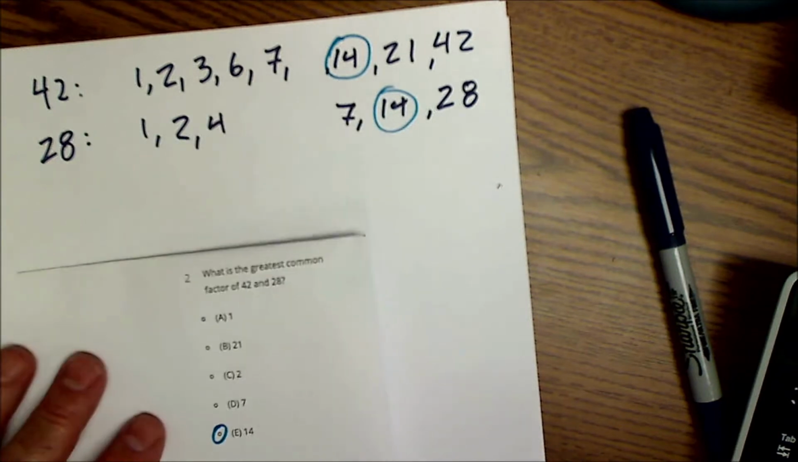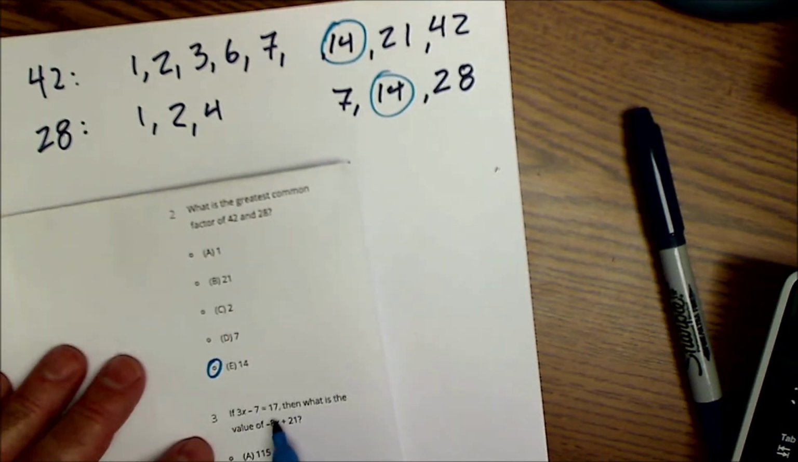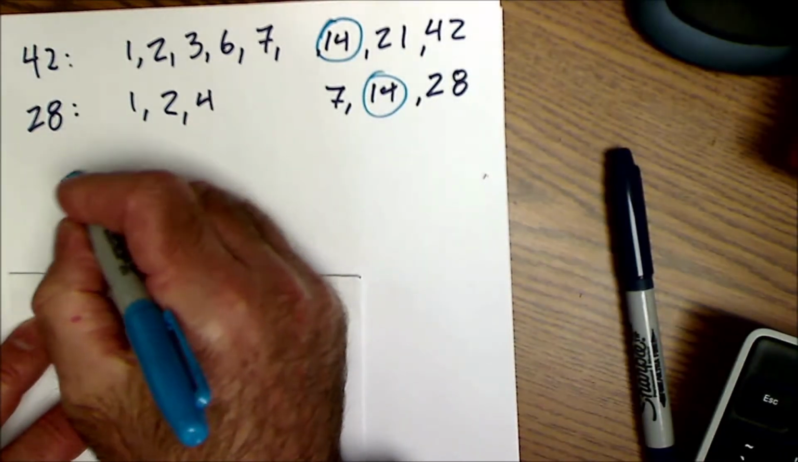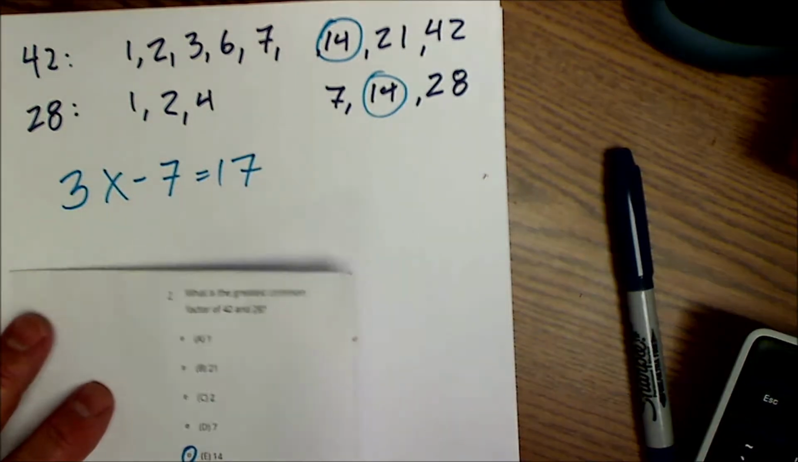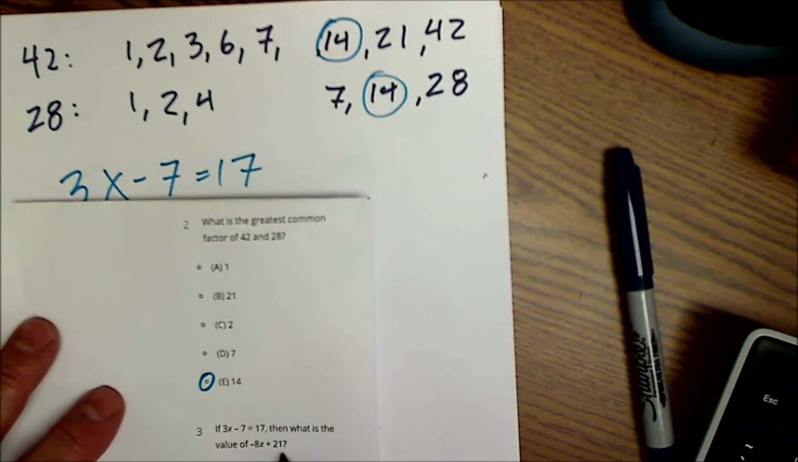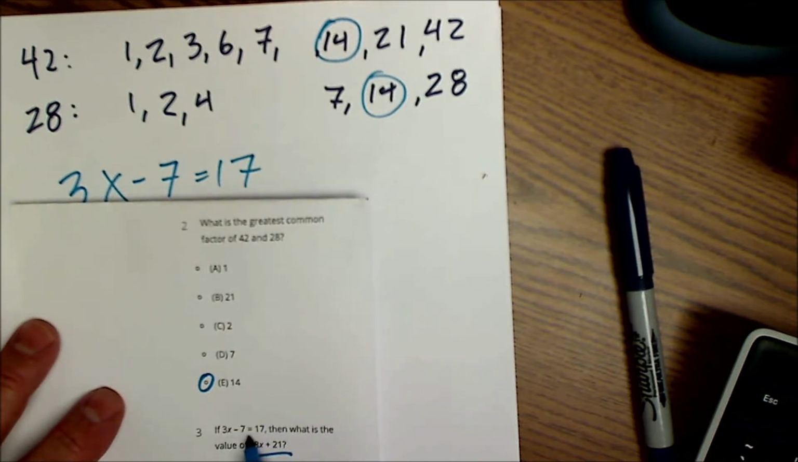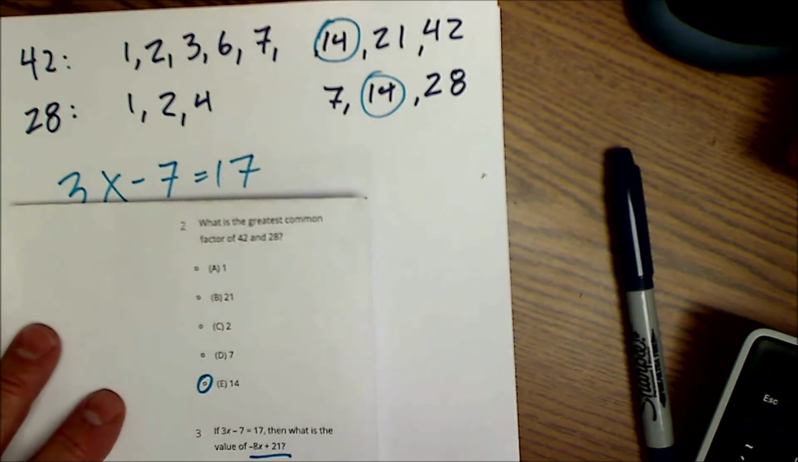Number 3, if 3x minus 7 equals 17, what is the value of negative 8x plus 21? This is an expression because there's no equal sign, so I can't really do anything with this. This is an equation because there's an equality, so I could solve this, get a value for x, take that value for x and plug it in here, and then evaluate that expression.